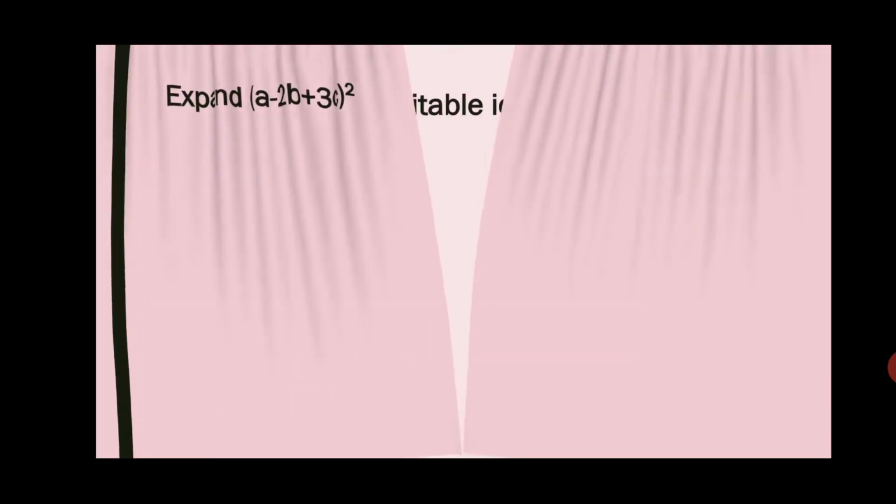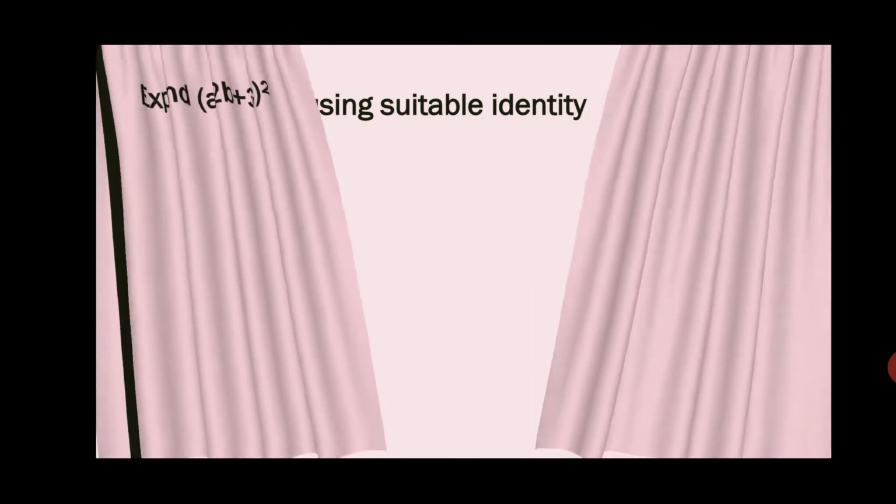Right? Now let us move to one more problem. Evaluate using a suitable identity 106 whole cube, without actual multiplication. You have to expand or evaluate the value of 106 whole cube. We can write 106 very simply as 100 plus 6. So (100 + 6) whole cube.